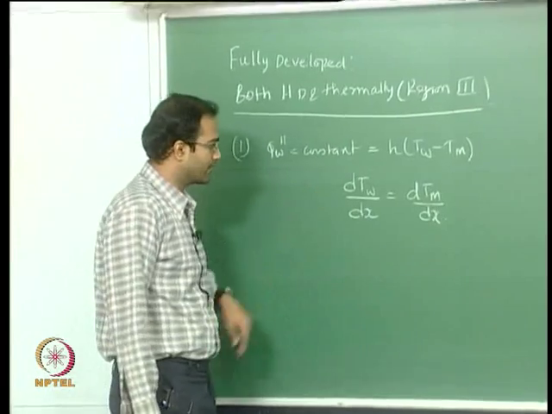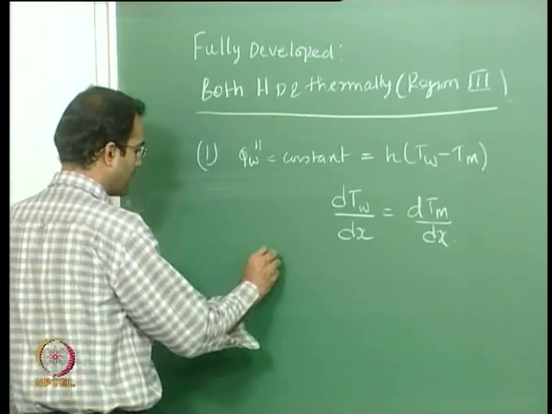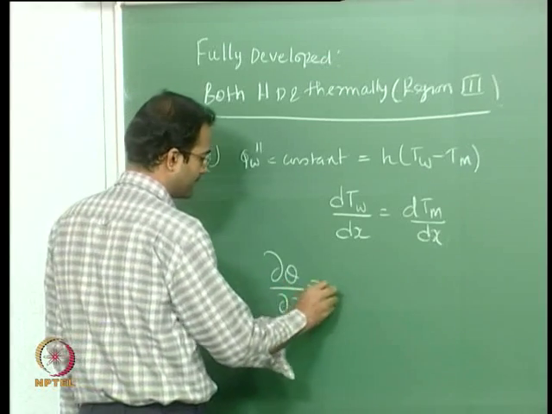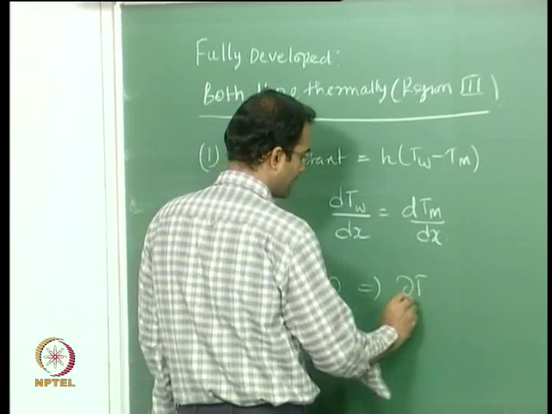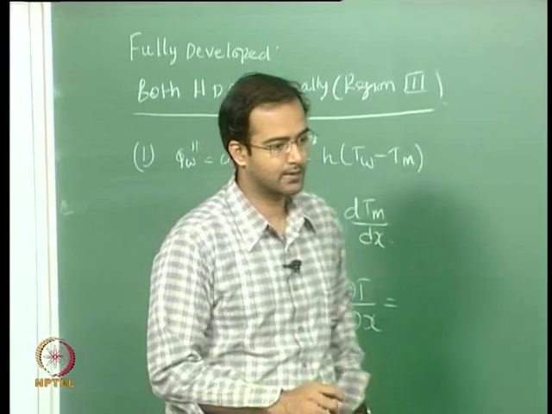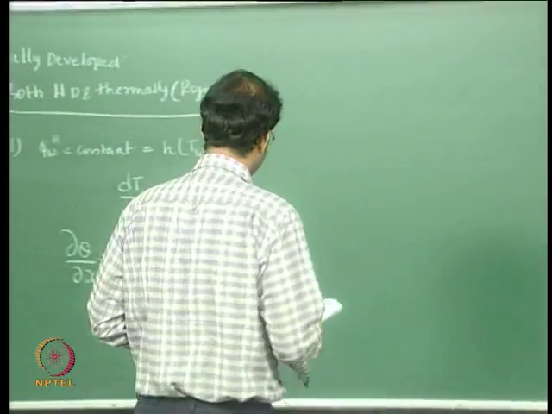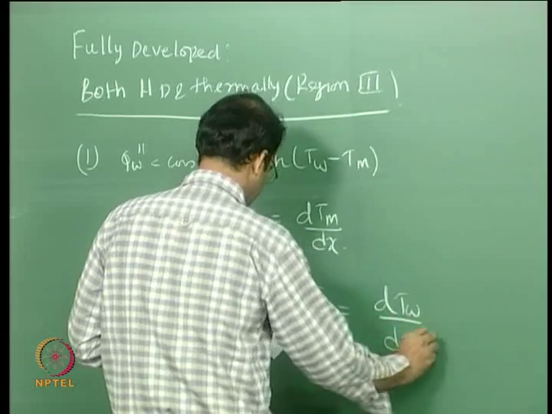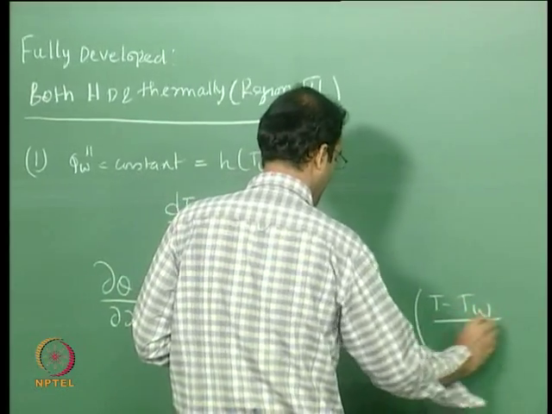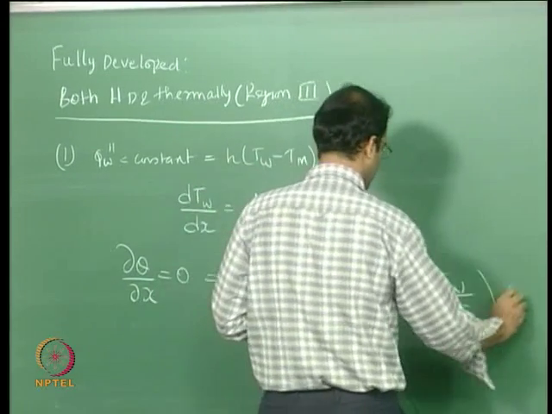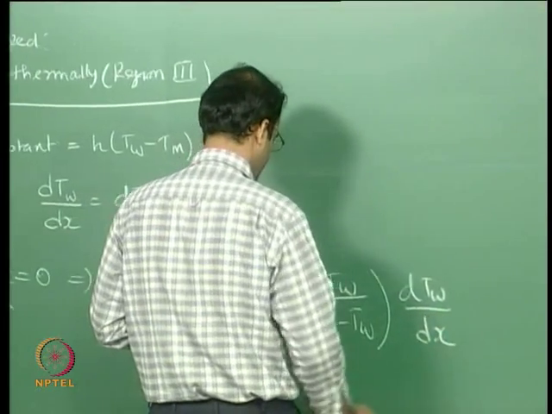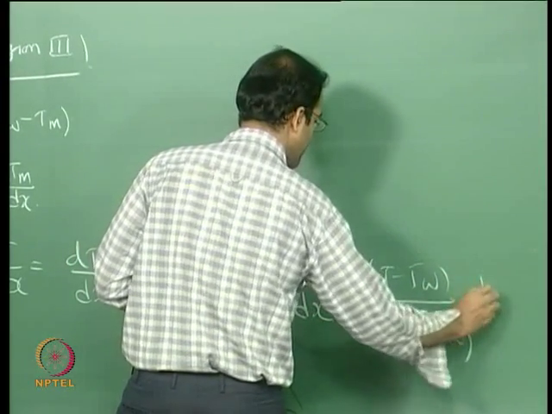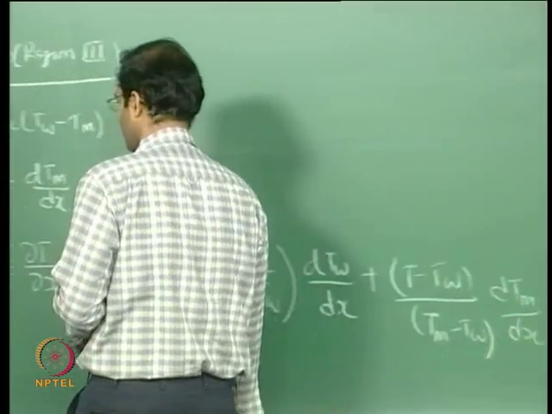Also, we have expanded the fact that for thermally fully developed flows, the non-dimensional temperature gradient variation axially is 0. From which we had obtained an expression for dT by dx in terms of dT wall by dx and dTm by dx, that was: dT wall by dx minus ((T minus T wall) by (Tm minus T wall)) into dT wall by dx plus ((T minus T wall) by (Tm minus T wall)) dTm by dx, correct.